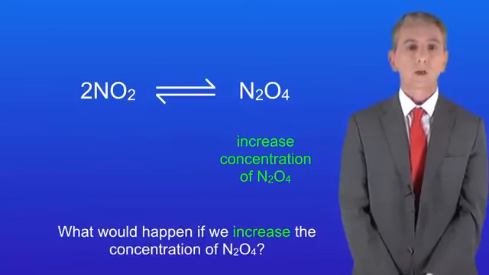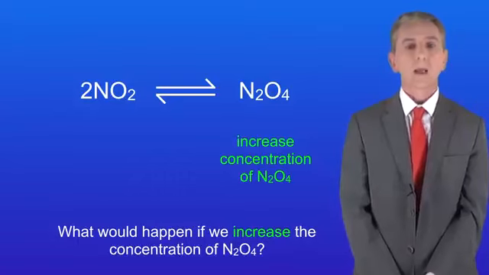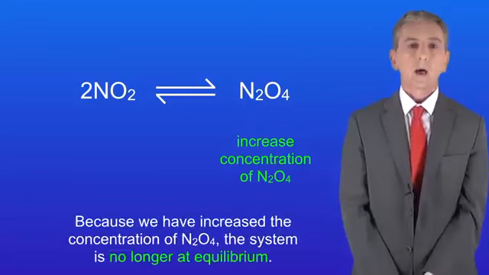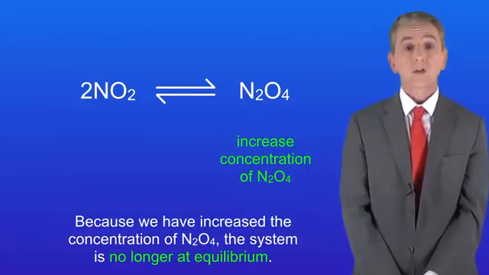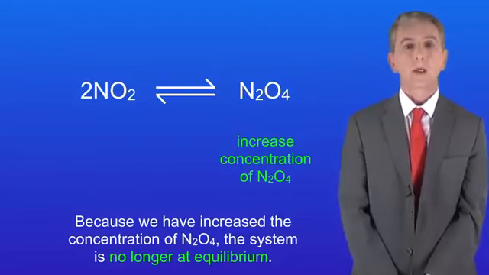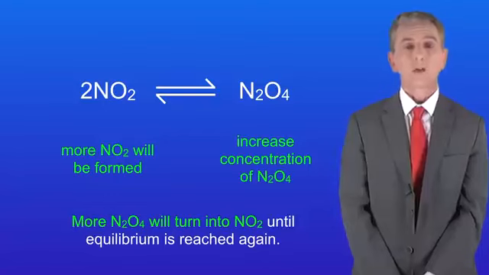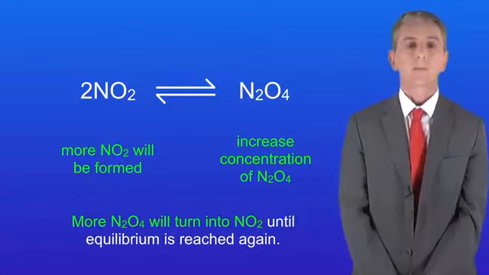Here's another question for you. What would happen if we increase the concentration of N2O4? Again, pause the video and try this yourself. Okay, again, because we've increased the concentration of N2O4, the system's no longer at equilibrium. So now more N2O4 will turn into NO2 until equilibrium is reached again.